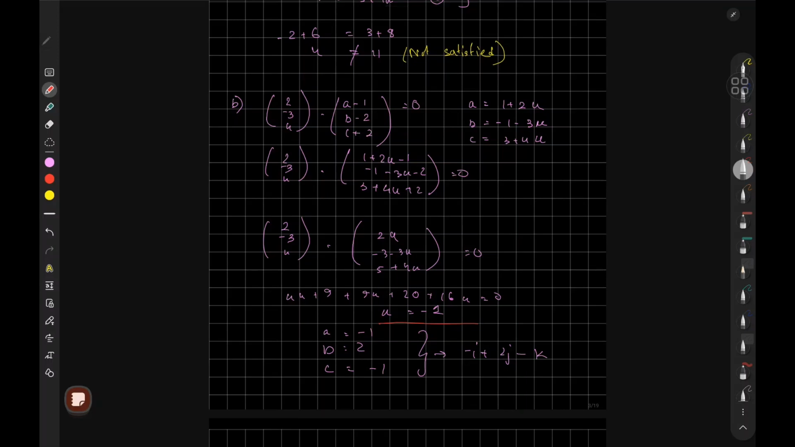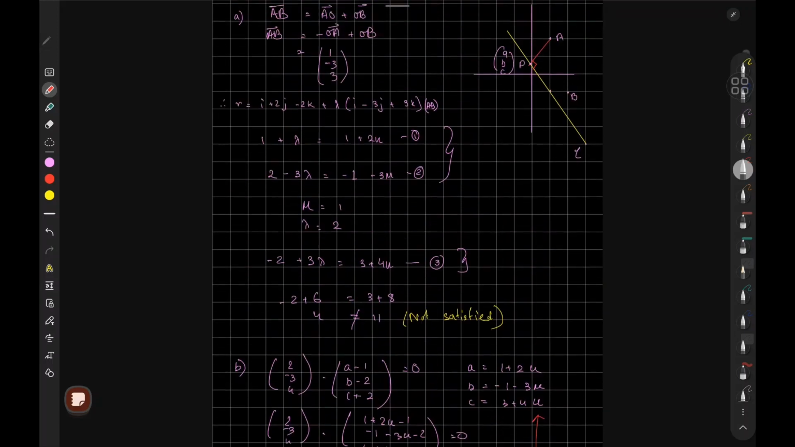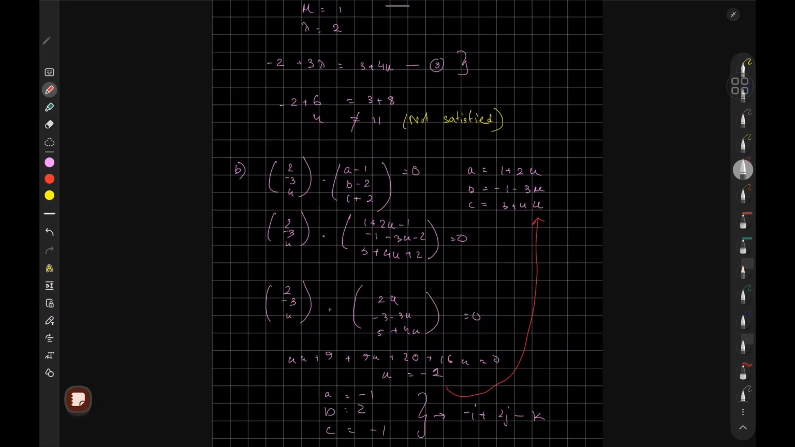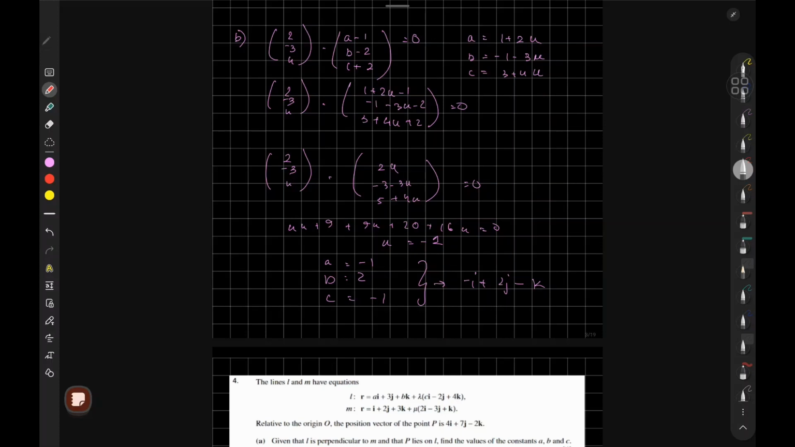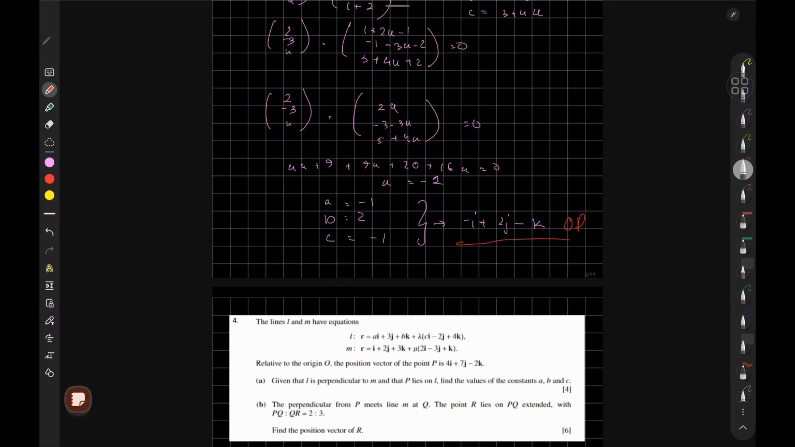Right. After you do that, you can plug the value for mu in where? Over here. And finally, you know the value of mu at which OP lies on this line. Great. You now plug in that value and you'll get A is minus 1, B is 2, and C is minus 1. So this is your OP. Nice. So that is your question 3.